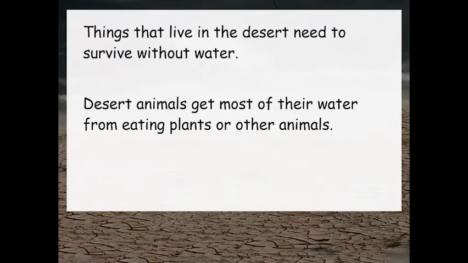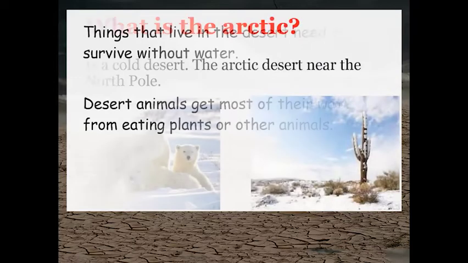They have to survive without water because the desert, as I told you, is a dry habitat, a dry place that has no water. So how can animals survive without water? They get most of their water from eating the plants and the other animals that they can find in this habitat. And the plants, as I told you, store water inside their bodies, so they don't get water from anywhere else.